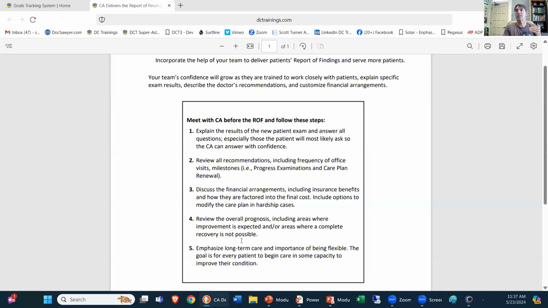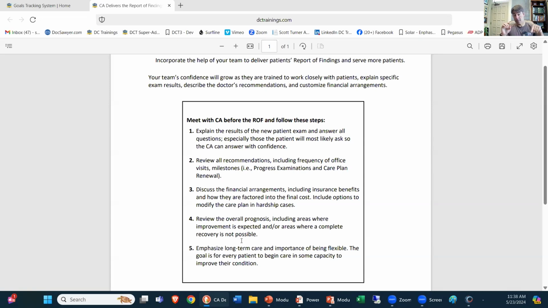Let's use the example where there was bone spurs, right? If there's a bone spur on one of the bones, be sure to point that out so that your CA knows in this part here, if the patient says, well, can I get rid of that bone spur? You want to let them know, no, you can't. The best we can hope for is we contain it, that we arrest the damage, that we stop the damage. That's the best we can hope for.